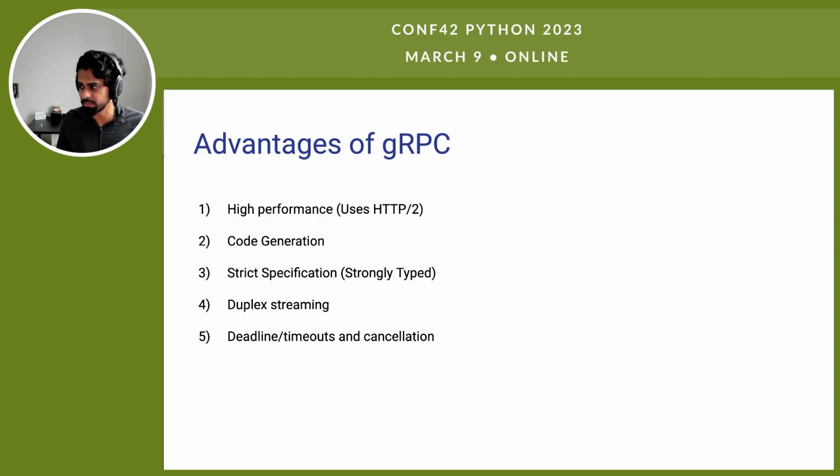HTTP2 has support for binary framing and compression. This ensures that the messages that are sent over the wire are a lot smaller. HTTP2 also has support for multiplexing of a bunch of calls over a single TCP connection. gRPC also has code generation.